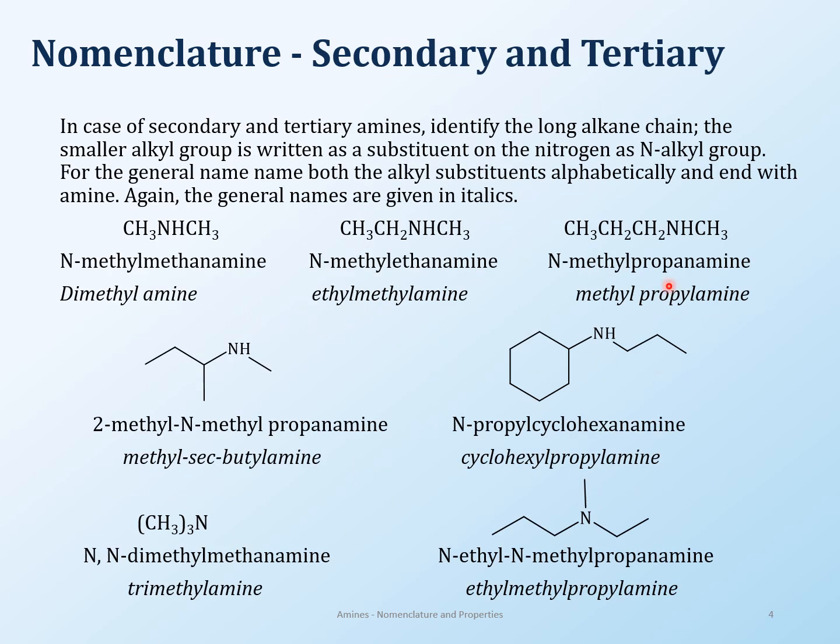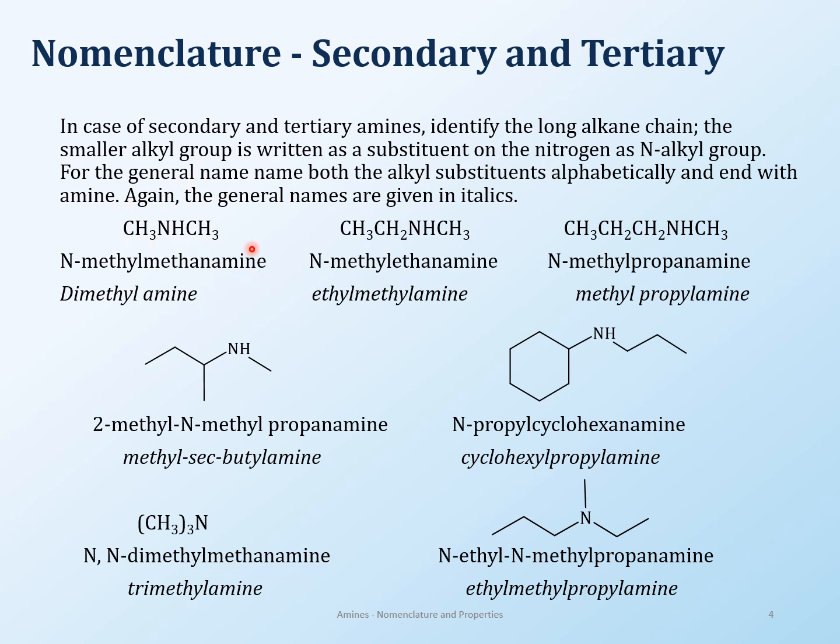Secondary amines and tertiary amines. Now in these cases, you're going to have more alkyl groups in there. So you still have to find the longest chain, okay? And again, there are going to be two nomenclatures here, the IUPAC and the general nomenclature. For IUPAC, you have to find the longest chain. For general nomenclature, you can just use the alkyl groups, okay, as you can see.